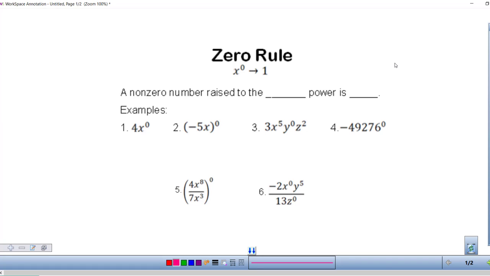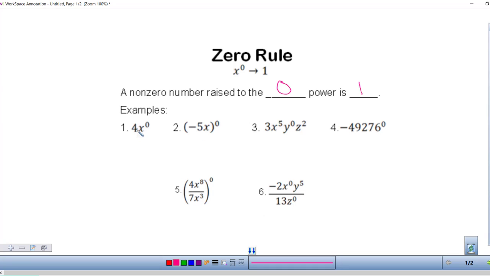Today we're going to talk about zero and negative exponent rules. Whenever we have 0 as an exponent, a non-zero number raised to the 0 power is always 1. If you put any number you can think of in the calculator to the 0 power, it will always equal 1. So we can use that to simplify different expressions.